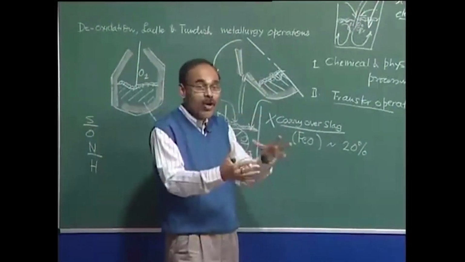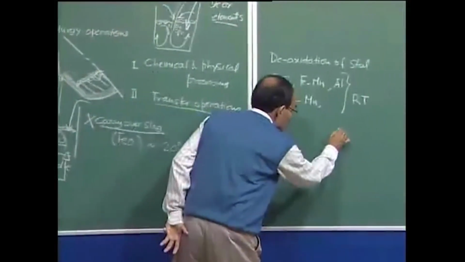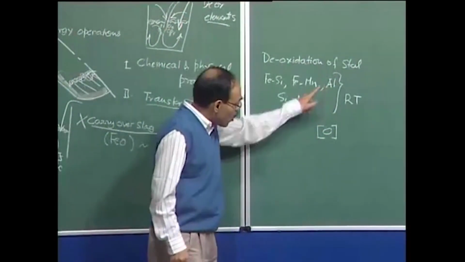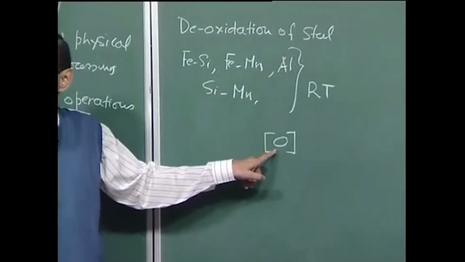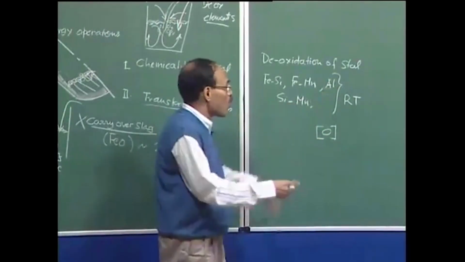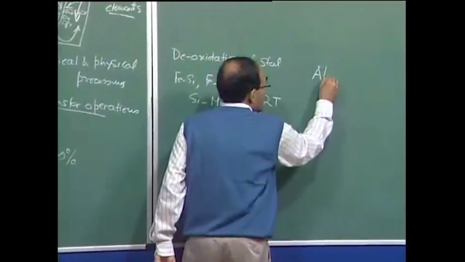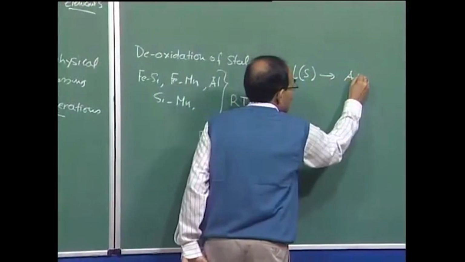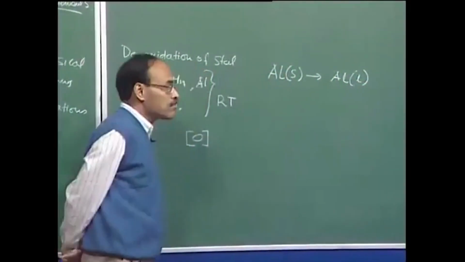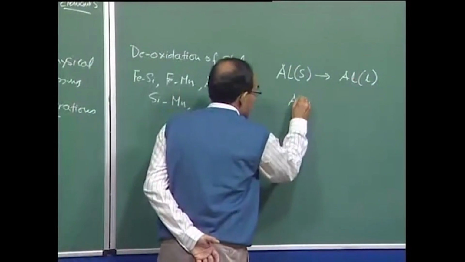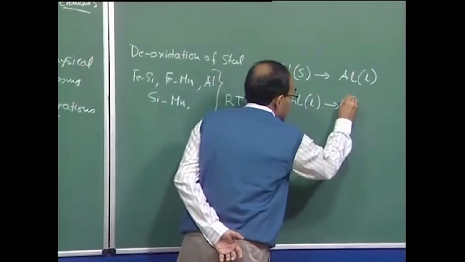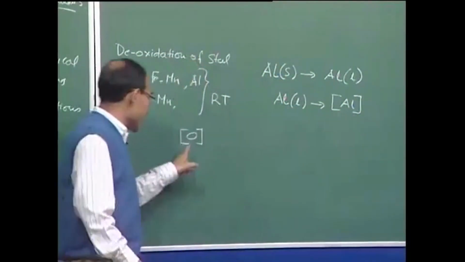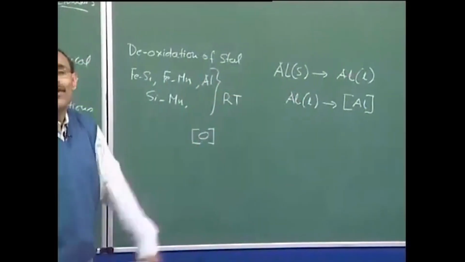They have to melt because we have the dissolved oxygen in steel. So these solids will not be able to react with the oxygen present in steel unless they also dissolve. So we have, for example, aluminum in solid form, and then this aluminum becomes liquid form. So aluminum melts, and this liquid aluminum gets dissolved in steel. Once aluminum gets dissolved into steel, it can now see oxygen, and as a result aluminum and oxygen can react.